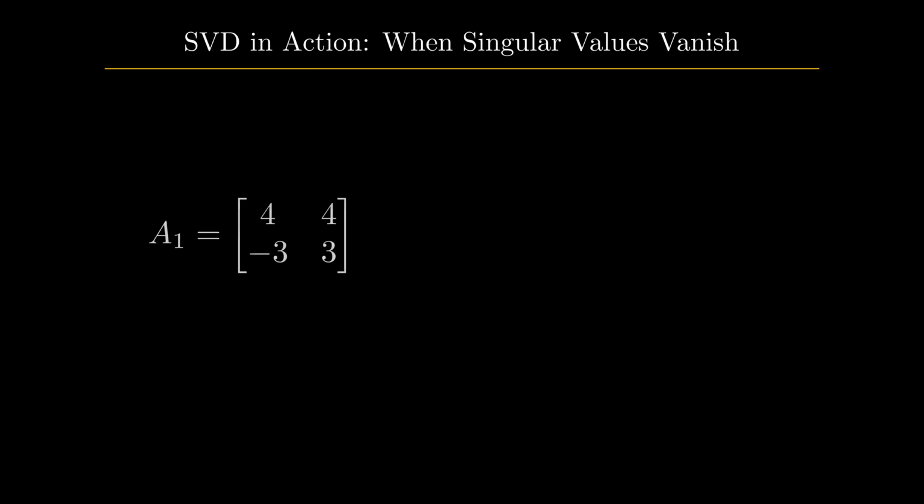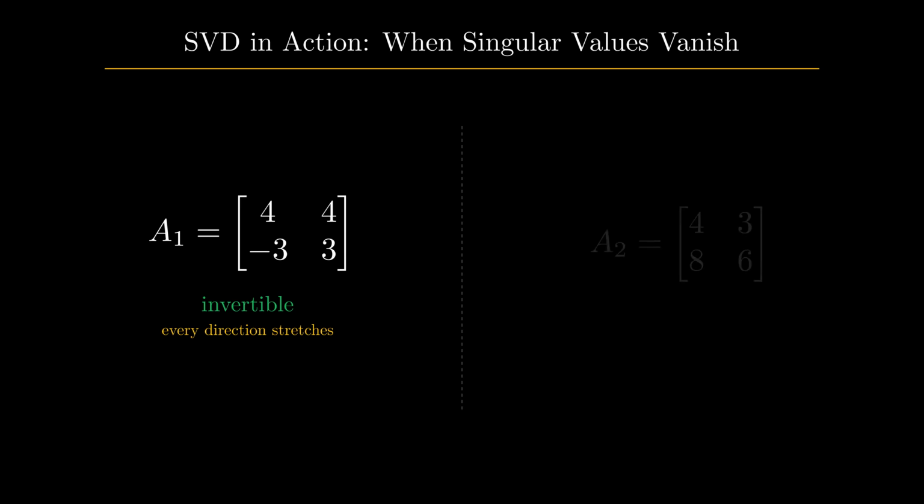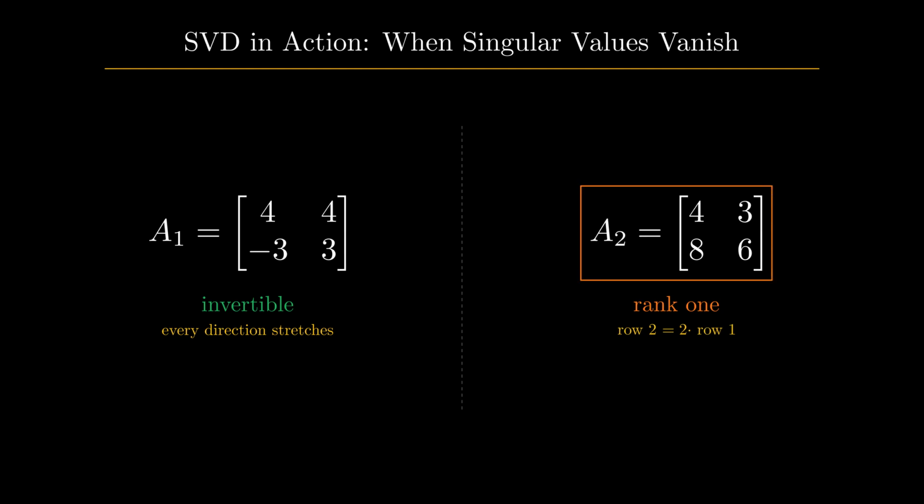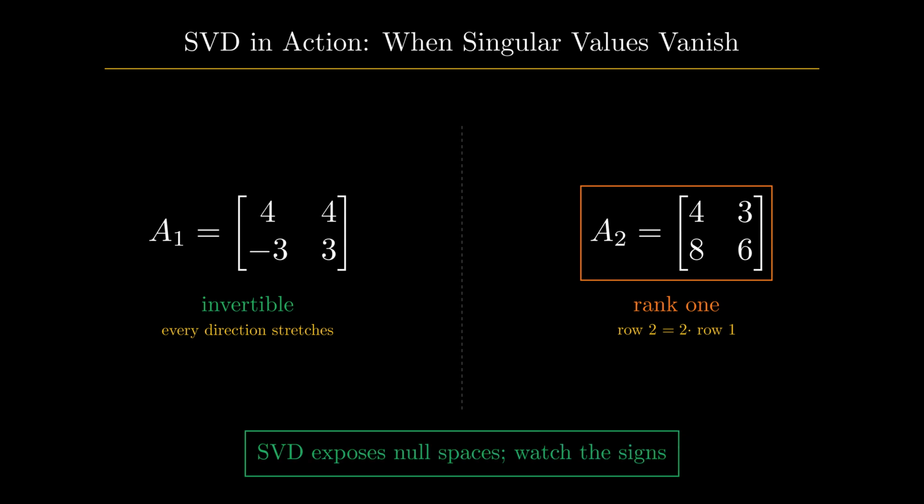We've built the SVD machinery. Now let's use it. Two examples side by side. First, a clean invertible matrix where every direction stretches, then a rank 1 matrix where one direction collapses entirely. The factorization doesn't break when that happens. It gracefully exposes the null spaces, and along the way, signs will trip us up if we're careless.